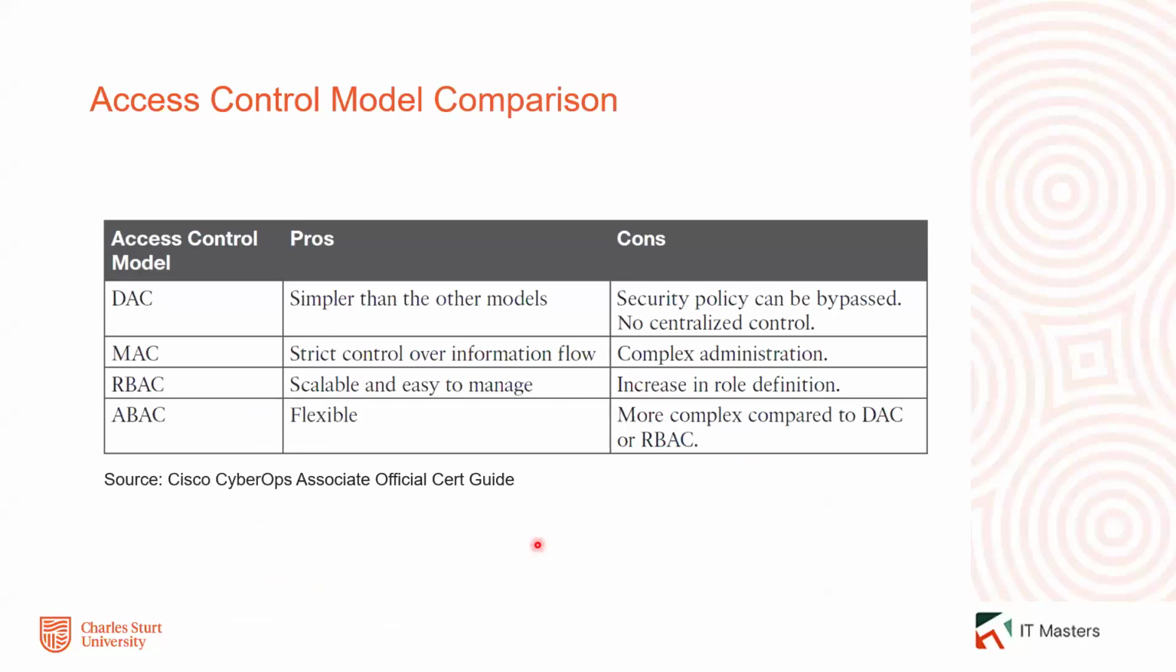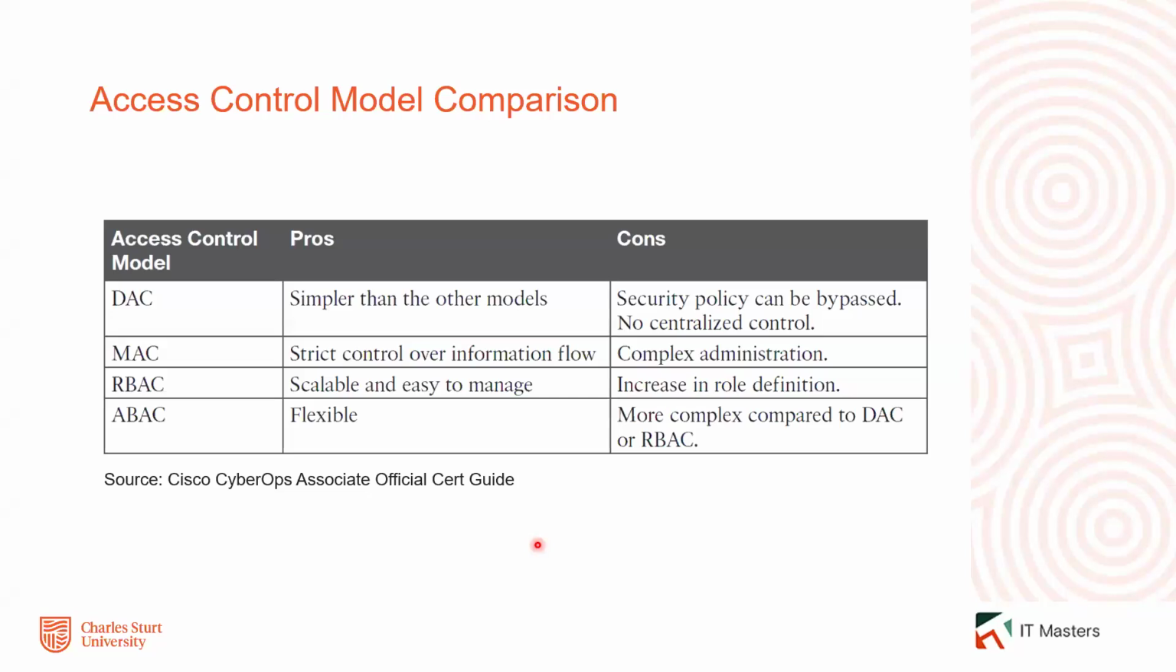If we compare them though, the discretionary access control is the simplest of the whole lot, and we'll see how in a minute. The problem with it is that the security policy can be bypassed, and there's no centralized concept of control over this particular model. So it's like a peer-to-peer type thing. Mandatory access control has very strict control over the information flow. So it's mandatory. So that's a strong point of it, but it is much more complex to administer and to control.